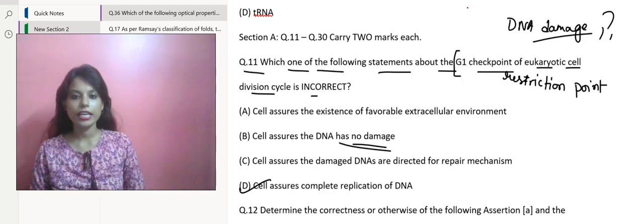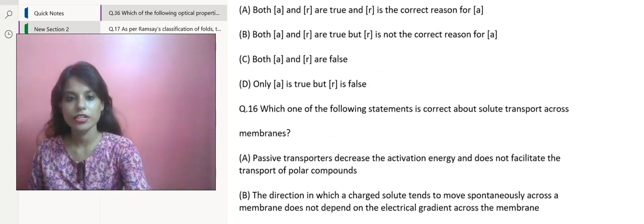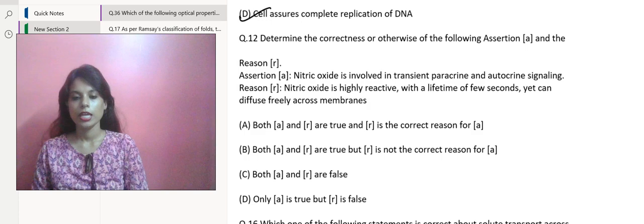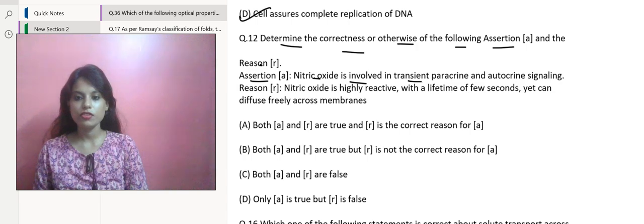Let's move over to the next question. We have question 12 next, and this is based on assertion and reason. Determine the correctness or otherwise of the following assertion A and reason R. Assertion says nitric oxide is involved in transient paracrine and autocrine signaling. Reason is nitric oxide is highly reactive with a lifetime of few seconds, yet can diffuse freely across membranes.